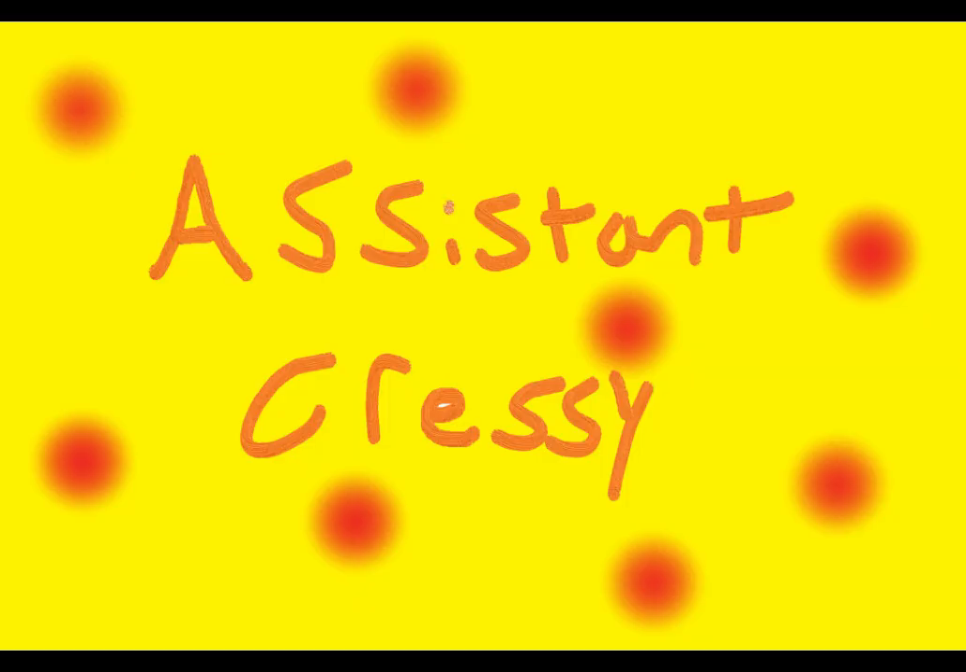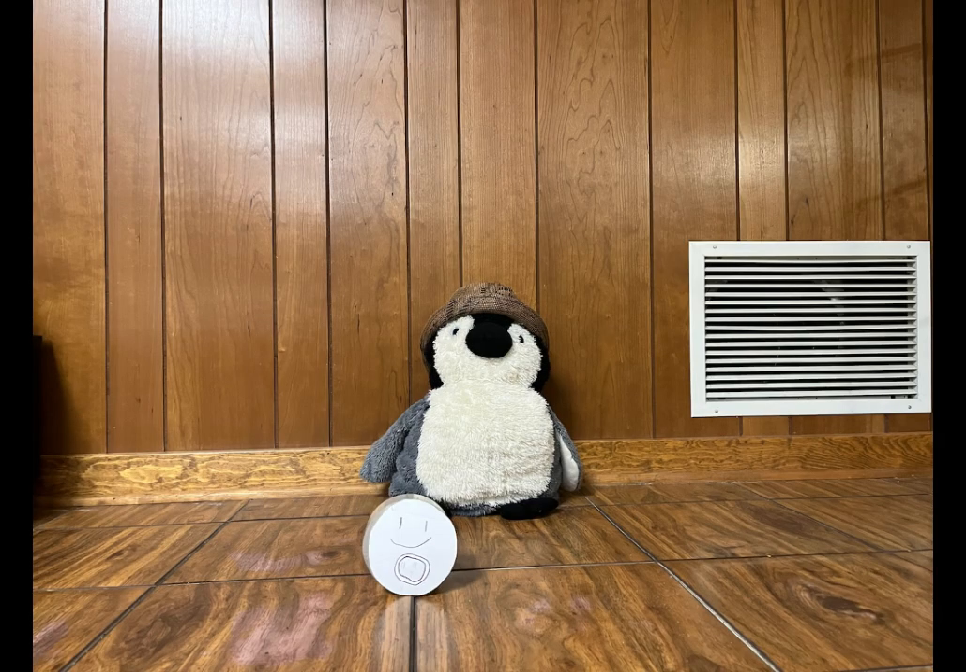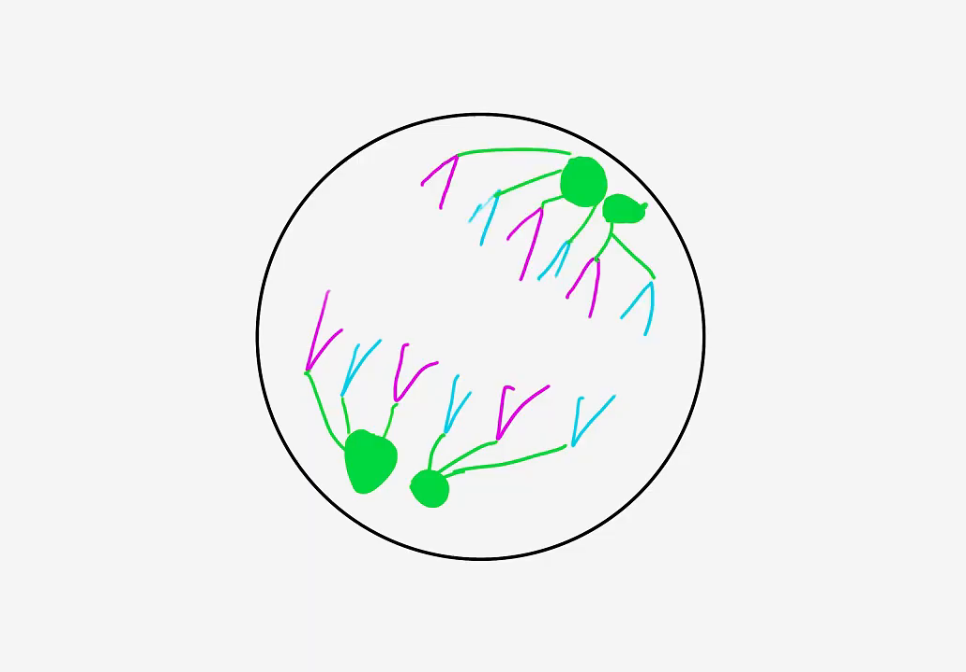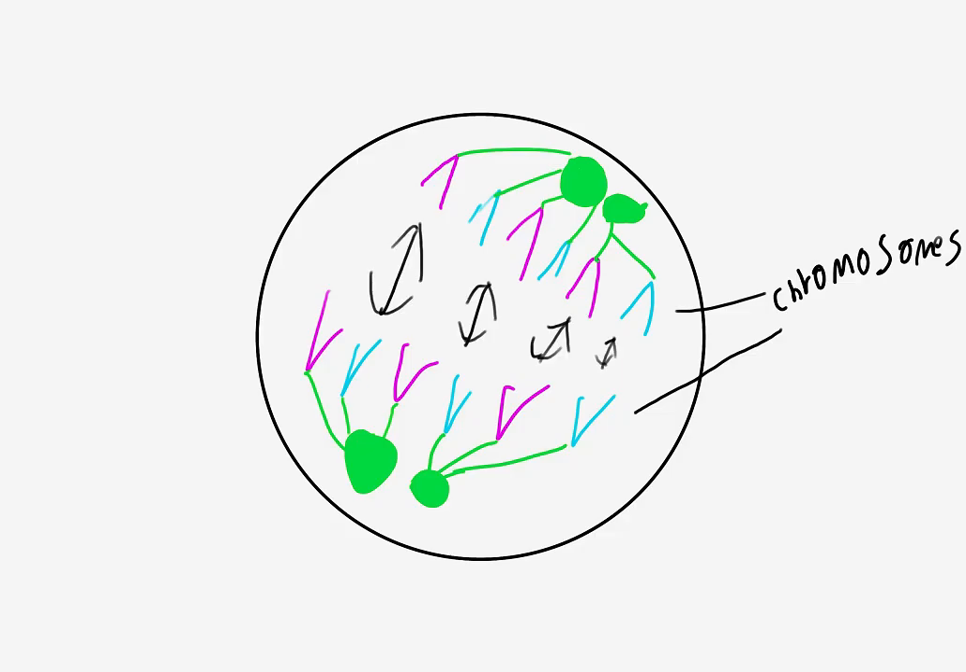Hey everyone, I'm Mr. Cressy. Here in the anaphase, the sister chromatids will split into individual chromosomes and move apart. This is done to ensure that when the cell splits, each cell will have a full copy of DNA and prevent non-disjunction, where cells have incomplete copies of their DNA, which can cause genetic disorders.